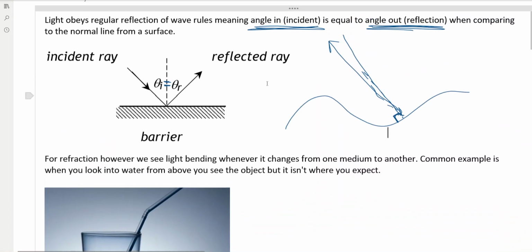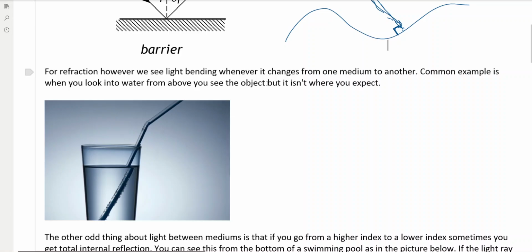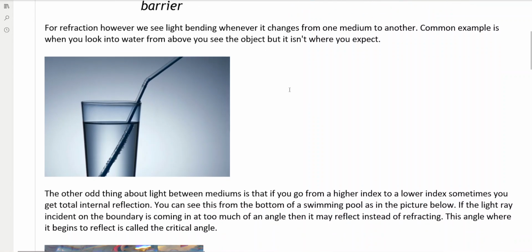So that's reflection, which is pretty straightforward. But what about refraction? Refraction happens whenever light bends when it changes from one medium to another. A common example of this is light bending when it hits glass or when it hits water. And water is going to be the main one we look at here.